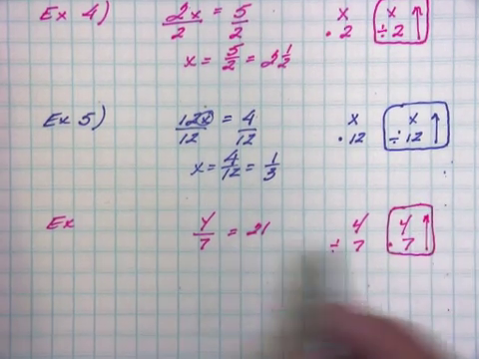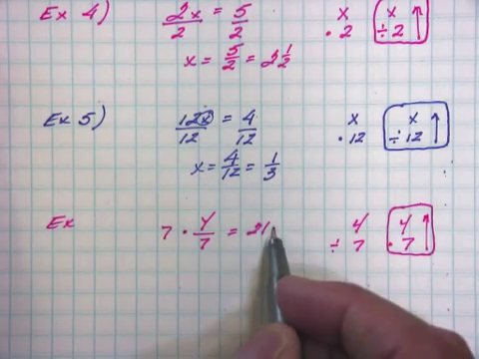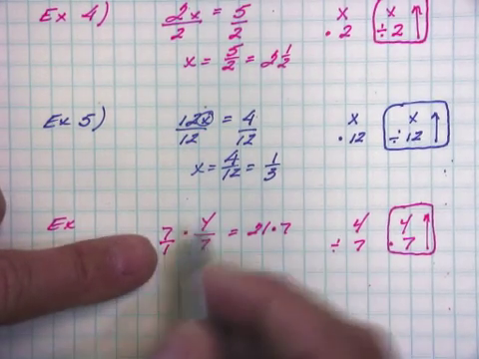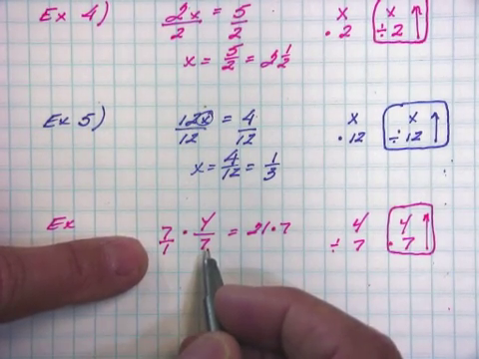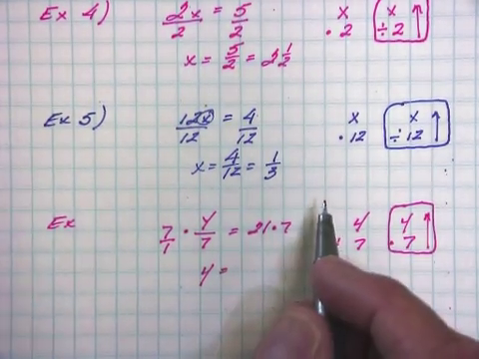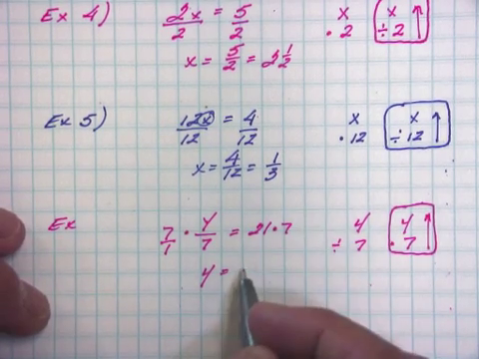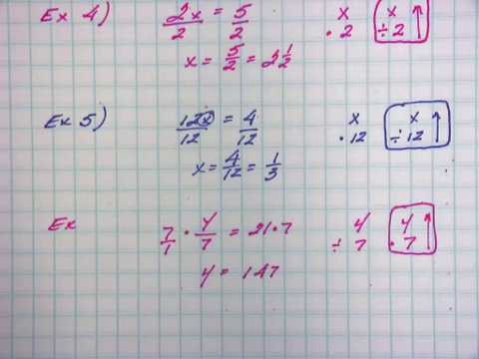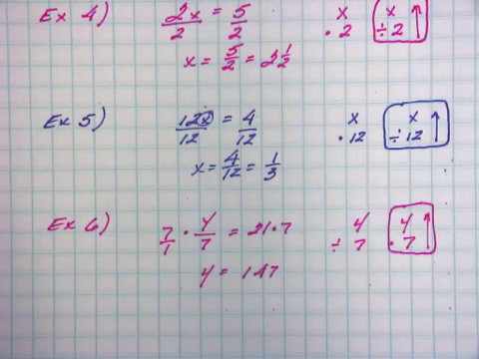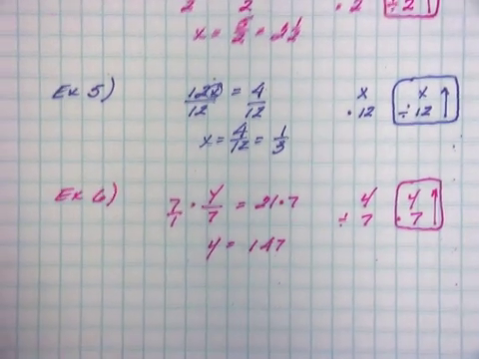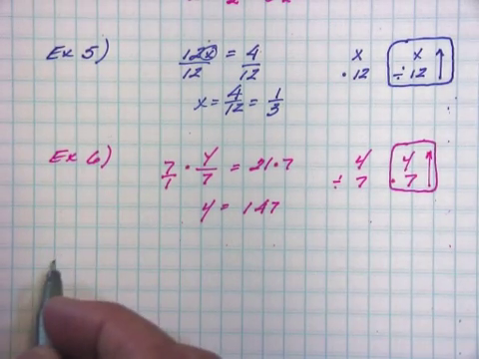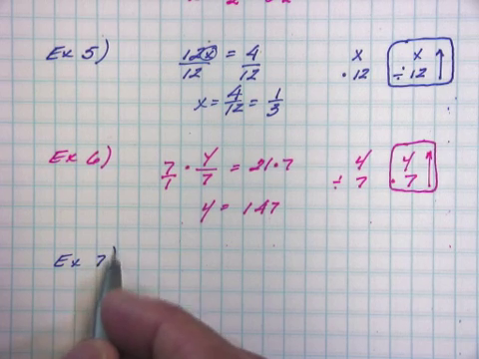Y is the variable, and it is being divided by 7. So the opposite of dividing by 7 is multiplying by 7, and that will get me back to y. There's my roadmap. Okay, so I'm going to multiply both sides by 7. And what happens here is 7 can be rewritten as 7 over 1. So now I have a 7 in the numerator and a 7 in the denominator. Those cancel. 1 times y leaves me y. And 21 times 7 is 147. Check my arithmetic, but I think that's the answer. This was example 6.